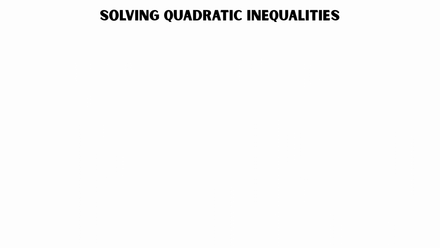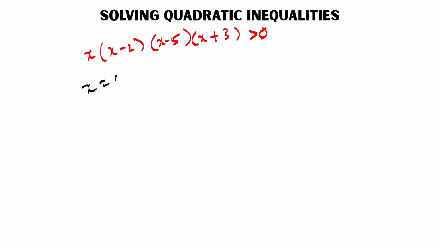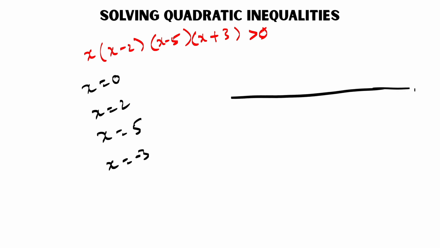Let us solve one more inequality, which is x into x minus 2 into x minus 5 into x plus 3, this is greater than 0. Now, the roots are x is equal to 0, x is equal to 2 in this case, right? And x is equal to 5 and x is equal to minus 3. Let us plot them. Take this number line, and if we plot 0 here, then 2 will be here, 5 will be somewhere here, and minus 3 is here. The same process.